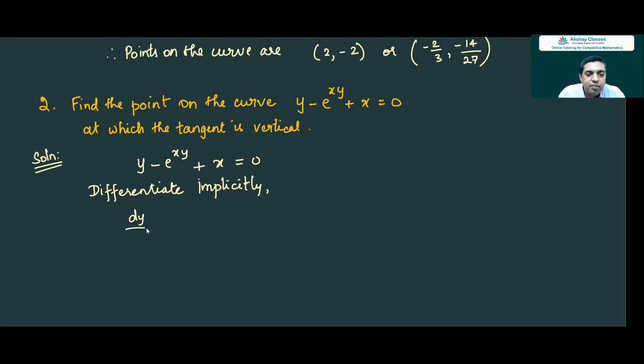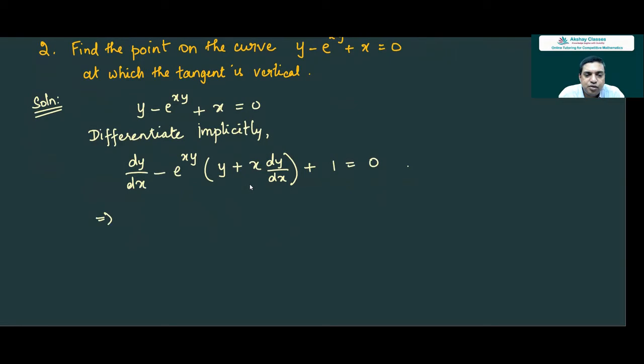So we get dy by dx minus e power xy into derivative of xy, and the derivative of xy will be, this is product. So differentiating x, keeping y constant. So 1 into y plus keeping x constant, differentiating y plus 1 equal to 0.